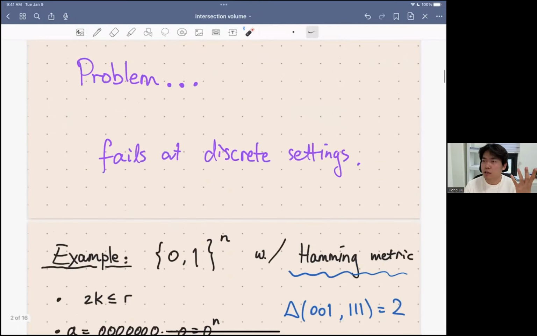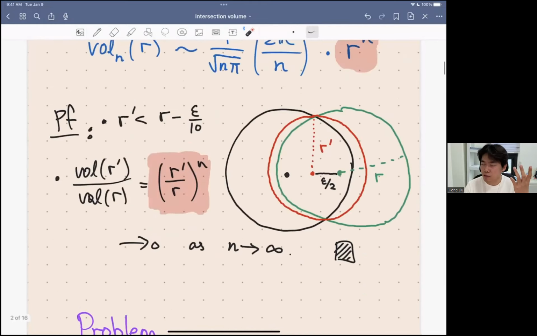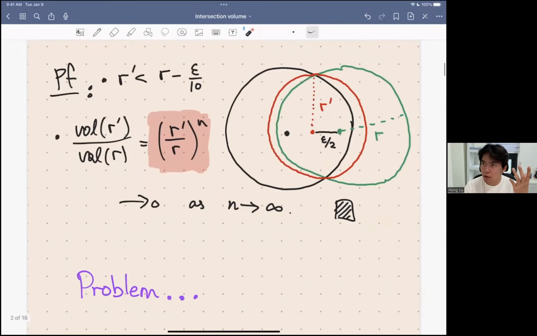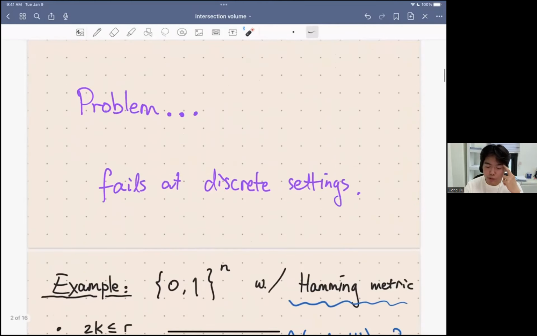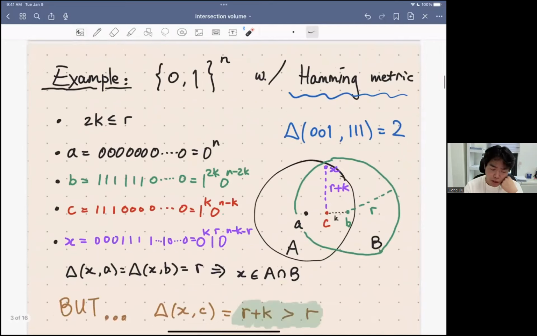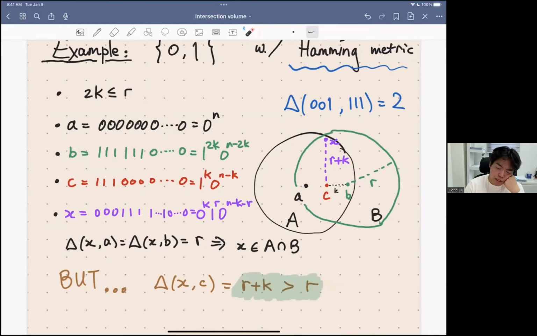Let's try to enclose the intersection of these two discrete balls by a ball of smaller radius. But we will see that we're going to fail. By symmetry, we may assume that the midpoint that you take looks something like C. That's the first k digits are 1, the remaining are 0. So this point is exactly in the middle of A and B.